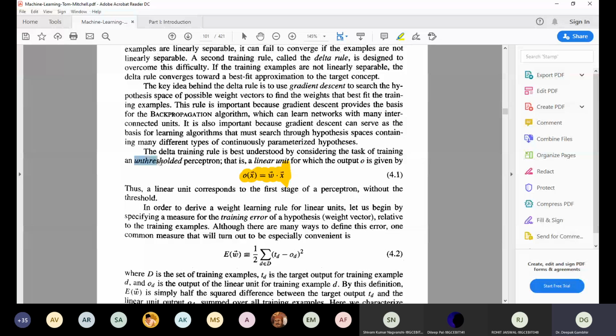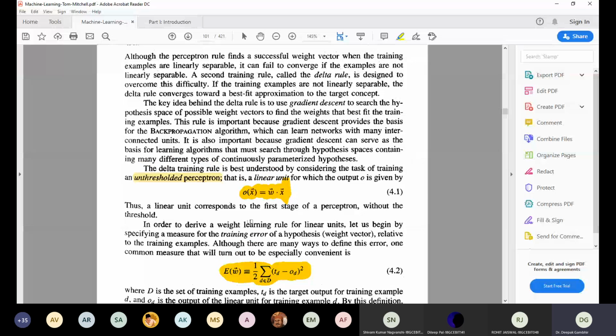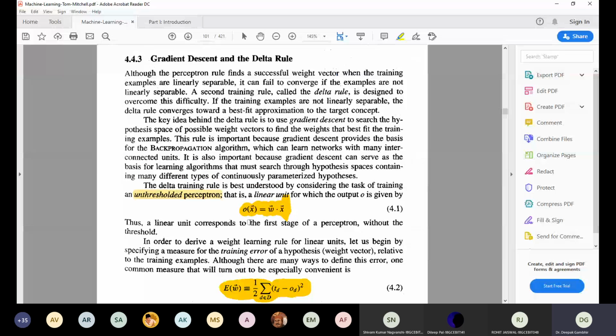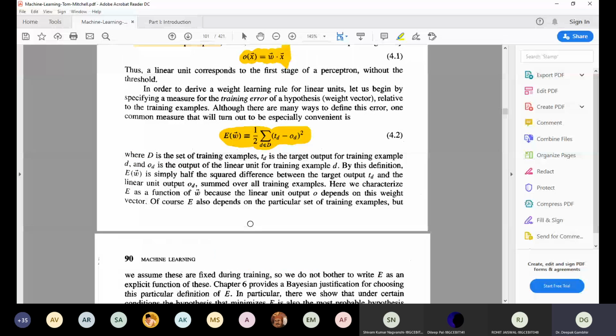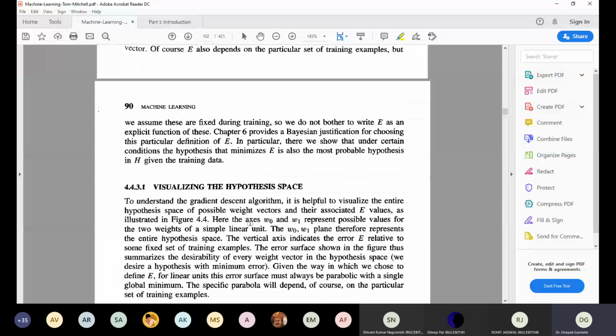This is an unthresholded perceptron, so we will not apply the sigmoid function to this. This is just the output. That output is fed into target minus output whole squared, and we sum them up. That is your error. The error for weights we compute with the delta rule, or gradient descent rule, by first computing the error and then finding its differentiation to get its minimum value.